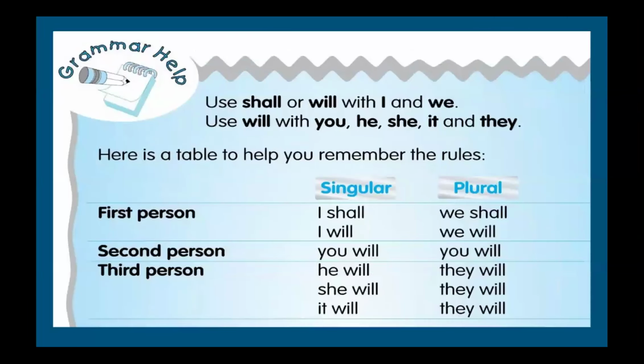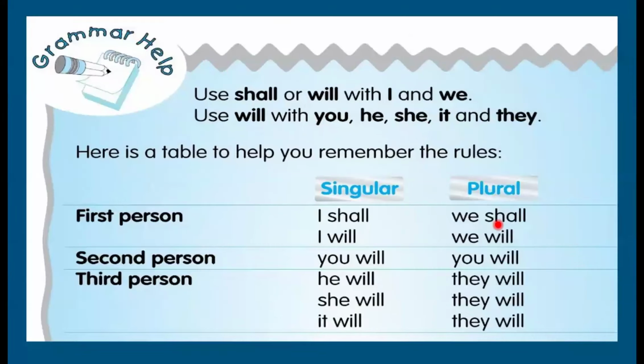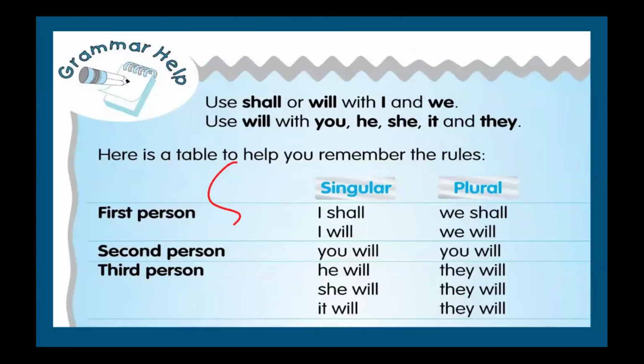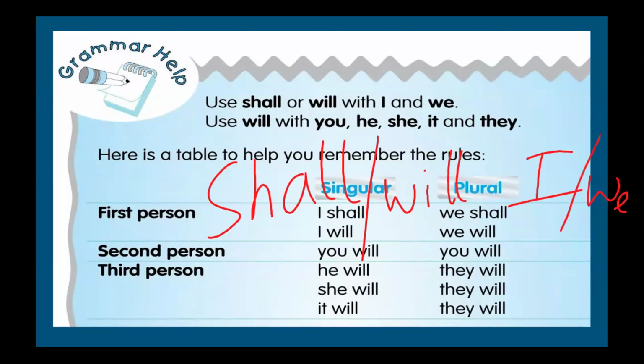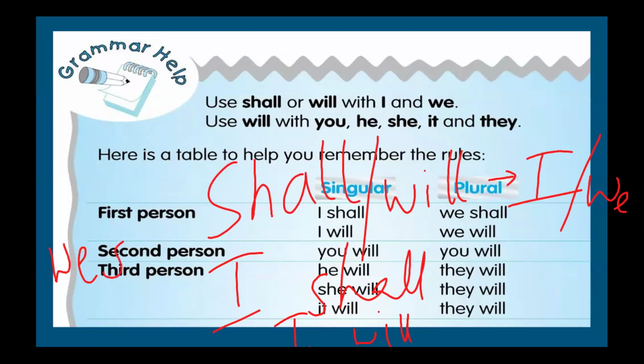Next, let's see the table. You use shall or will with I and we. And use will with you, he, she, it, and they. So shall or will you're using with pronouns like I shall or I will, we shall or we will. Yes? So look here. When do we use shall? Tell me. You can use shall with pronouns I and we. आप ये बोल सकते हैं कि I shall or I will, or you can say we shall, we will. Okay. Yes, ma'am.